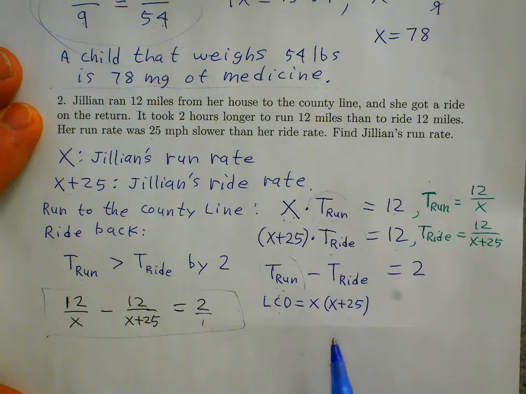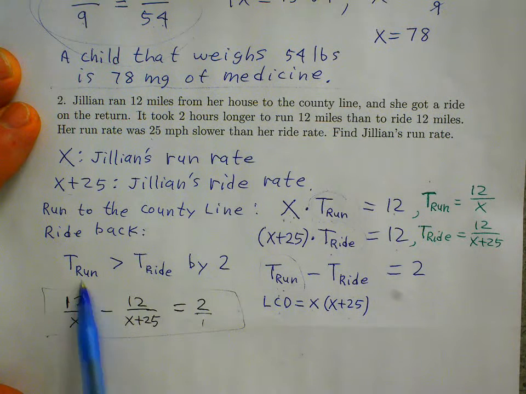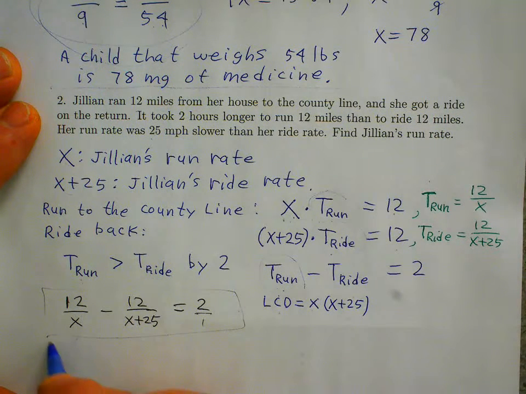Okay, with a little practice, you can see what to write down without writing everything down. So we'll do that here. When we multiply x times x plus 25 by 12 over x, the x divided by x cancels, so we'll be left with 12 times x plus 25.